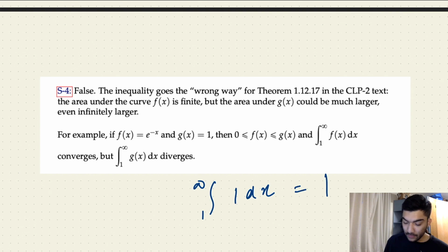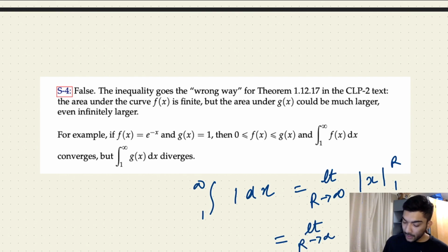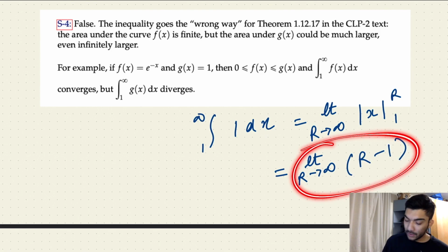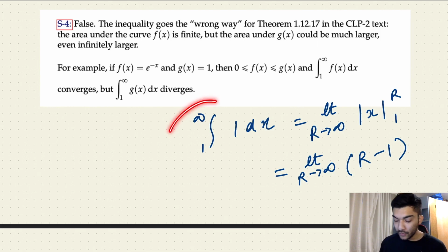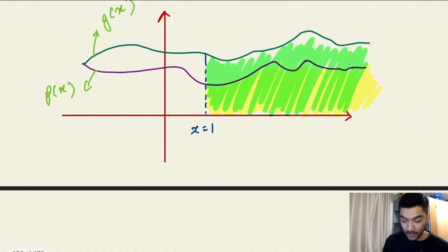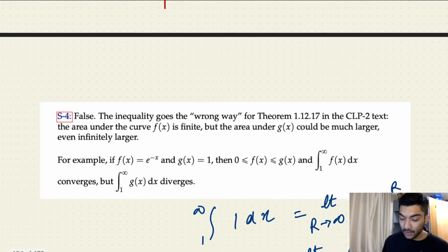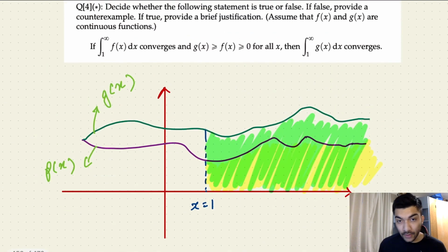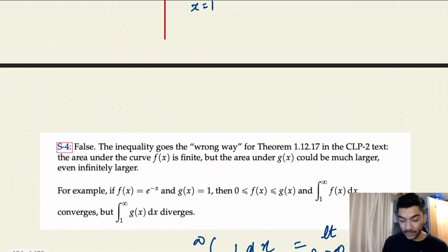If you calculate the integral of 1 dx from x equals 1 to infinity, it will be basically the limit as r approaches infinity of x with the endpoints r and 1, right? Then if you take the limit as r approaches infinity, this would be r minus 1, and this limit approaches infinity, right? So this integral diverges. We satisfy the first two criteria, but we are not able to satisfy this last criterion. That is why this example serves as a counter example to disprove this statement.